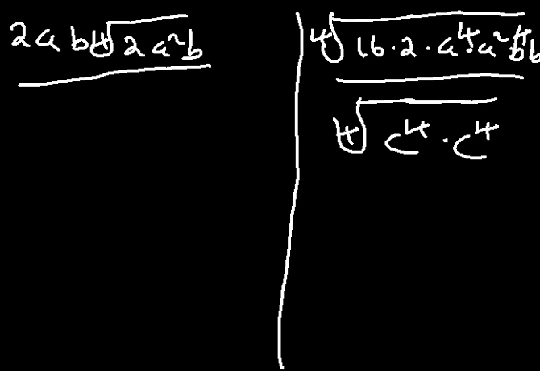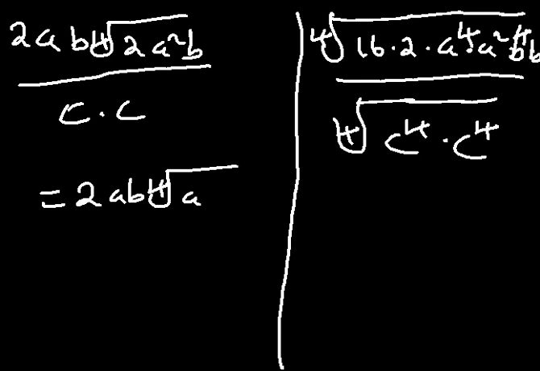Divide by, what is the fourth root of a to the power 4? We have it as a, c times, what is the fourth root of c to the power 4? We have it as c as well. So which means we'll have it as 2ab, fourth root of 2 times a squared times b, divided by c squared. So that's the solution over that. So keep that in mind.